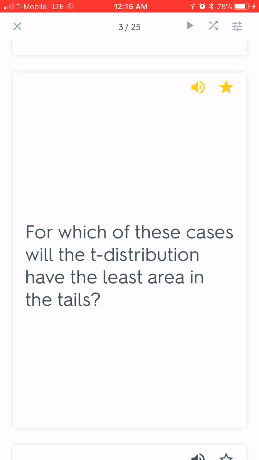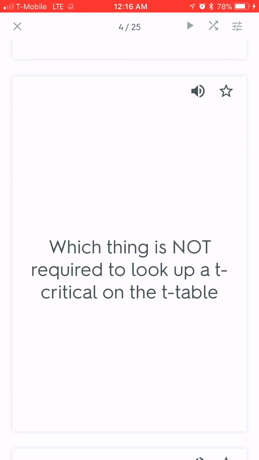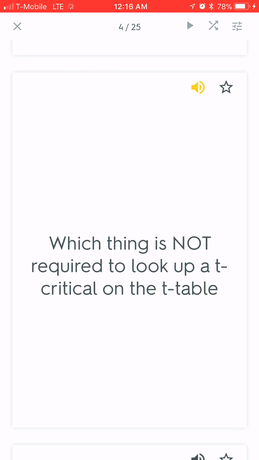For which of these cases will the t-distribution have the least area in the tails? When n equals 30. Which thing is not required to look up a t-critical on the t-table? Test value.